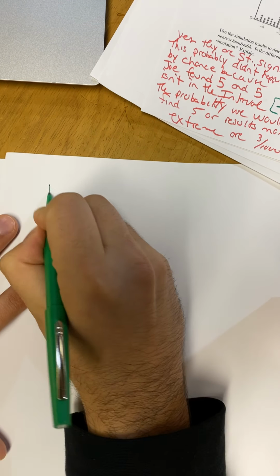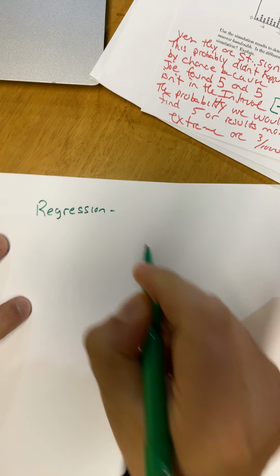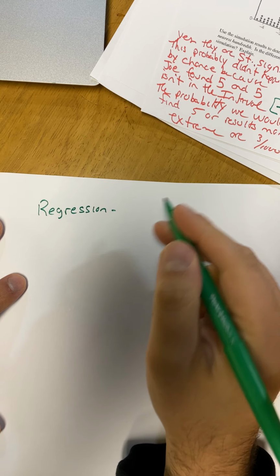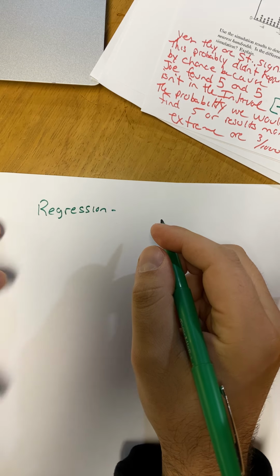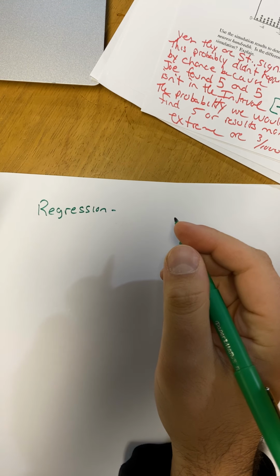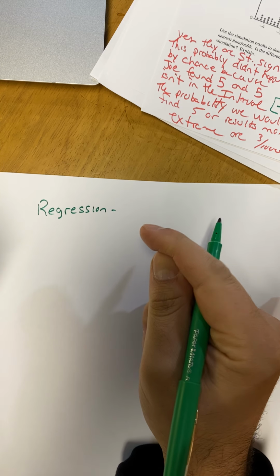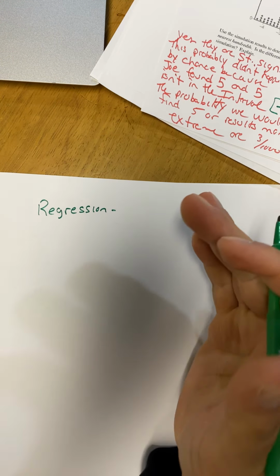Okay, on the third and final statistics video, we're going to talk about regression. Regression is a method used for prediction. If you have some data, you can use regression to model that data with a specific formula.